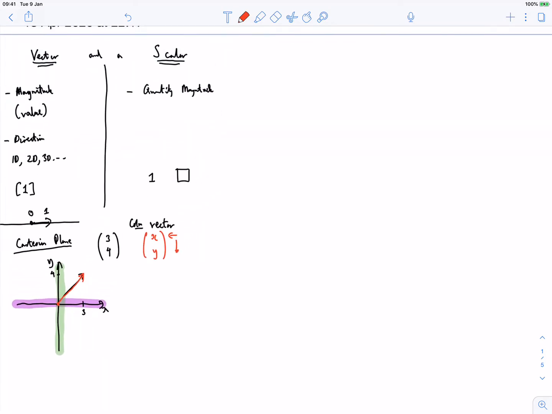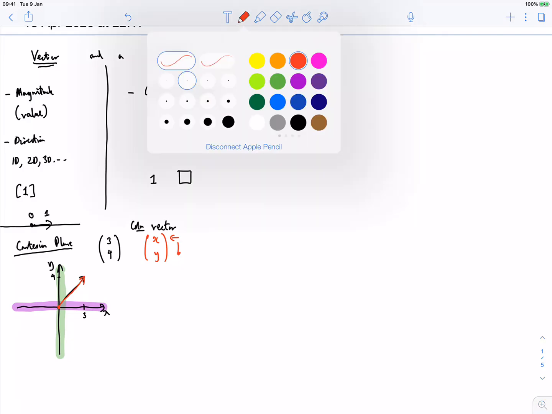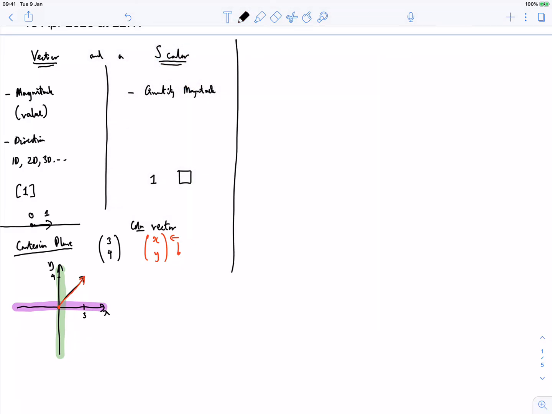Okay, now there's some interesting things with vectors. Let's talk about some operations with them, some really simple operations first, and then we'll look at some consequences. So you can think of vectors as just a list of numbers that tells you instructions. And let's have a look at a couple of operators.